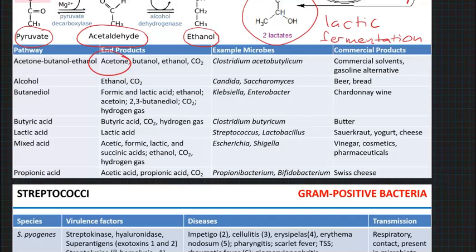Obviously, delicious things like beer and wine. That's fermentation. Bread. Sourdough bread. Lactic fermentation gives us various types of fermented cabbage, kimchi and sauerkraut, as well as dairy products.